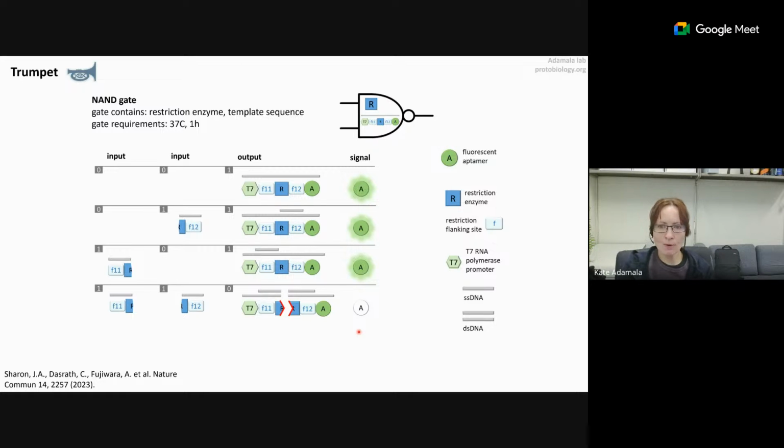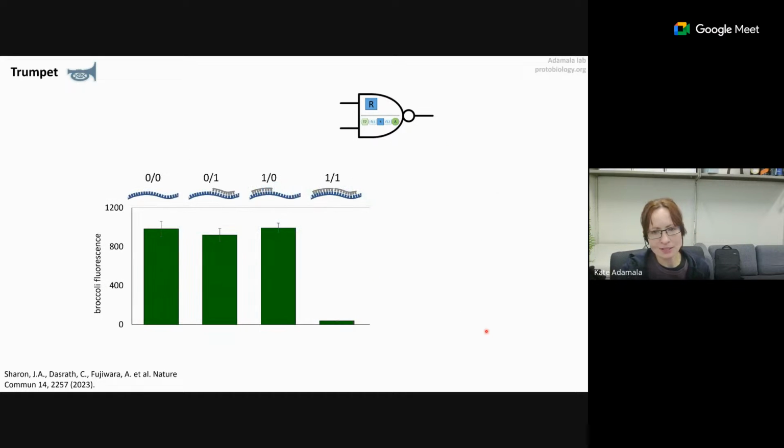It takes about 2 hours to do that entire reaction. And does it work? Well, I'm obviously showing it, so it has to work. It does work. That's just one example of a type of fluorescent signal that we get out of a NAND gate in the TRUMPET system. So in case of 0 inputs or only one input, we get signal. In case of both inputs, we get no signal.